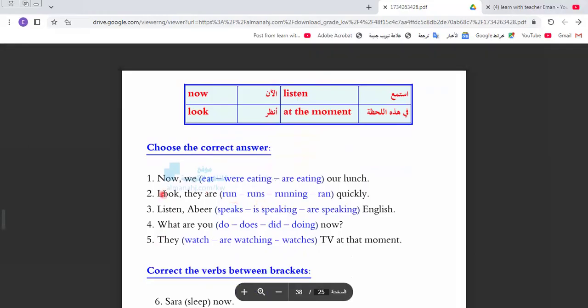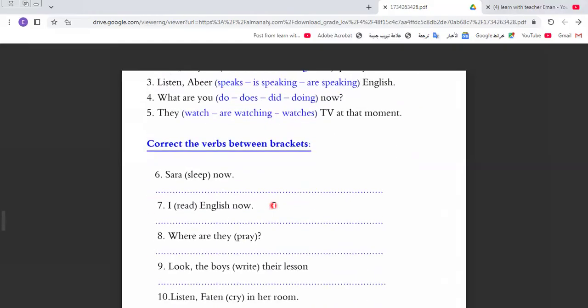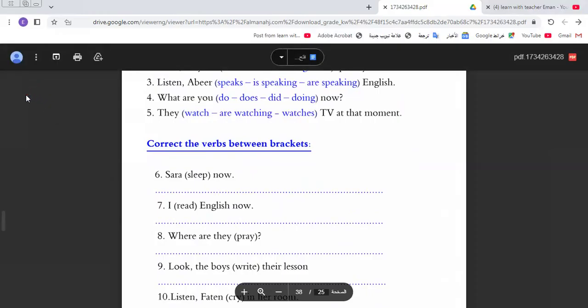I answer two of these sentences as an example, and I leave the rest for you to do by yourself as homework. Here we say, now we are eating our lunch. The keyword here is now. So the suitable answer is are eating. Why are eating, grade 4? Because we have now, and as we know, now is a keyword of the present continuous tense, and it is are plus verb plus ing. Look, they are running quickly. Listen, Tabir is speaking English. I would like you to answer the rest of the exercise.